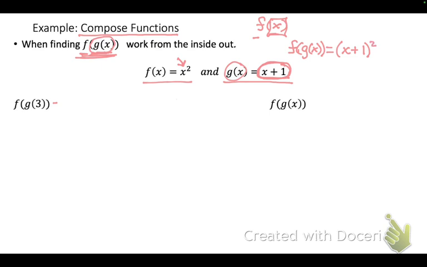Okay, so we start with f of x. What did x turn into? g of x. So every time I see an x in f of x, it's going to turn into what? g of x. And what is g of x?